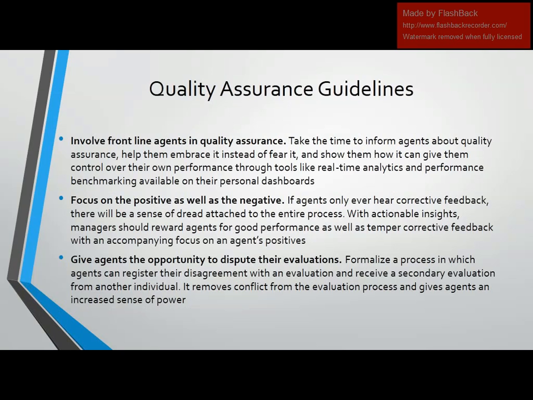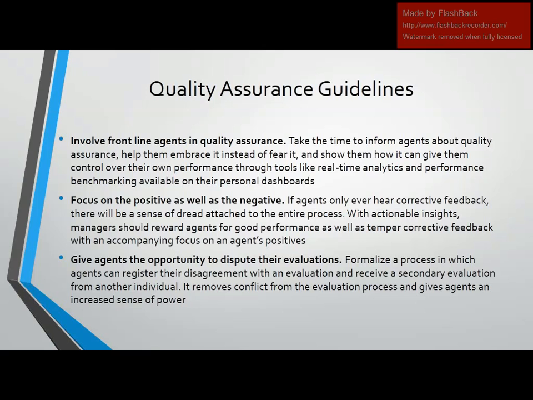You need to involve frontline agents in quality assurance. You need to take the time to inform agents about quality assurance. Help them embrace it instead of fear it, and show them how it can give them control over their own performance through tools like real time analytics and performance benchmarking available on their personal dashboard.